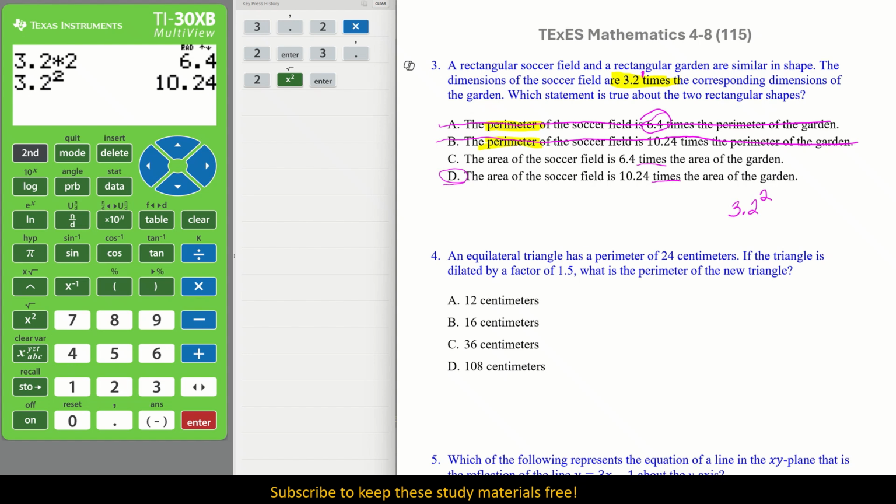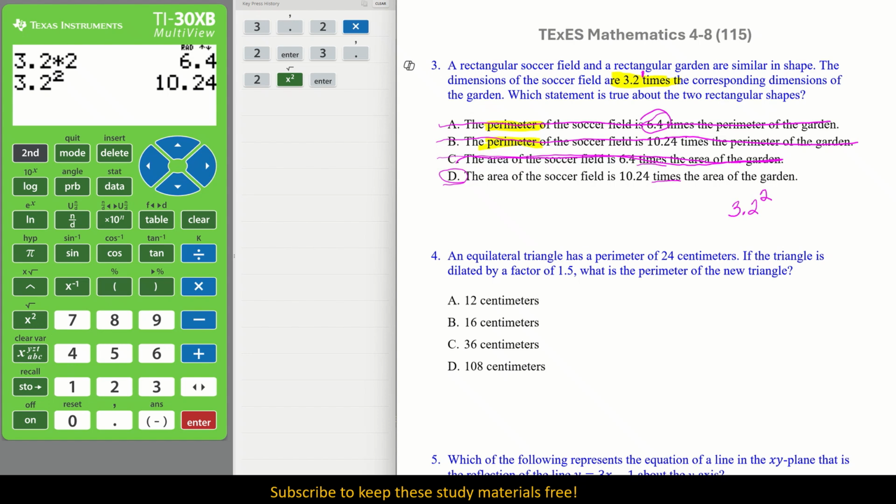So we applied it to the garden to get the area of the soccer field. Either way, that's what we know that we need to do when we were talking about area. So C is incorrect, and as we can see, that's not how 6.4 would be times 2, and that is absolutely not how we deal with scale factor and area. All right, so let's go on to number 4.